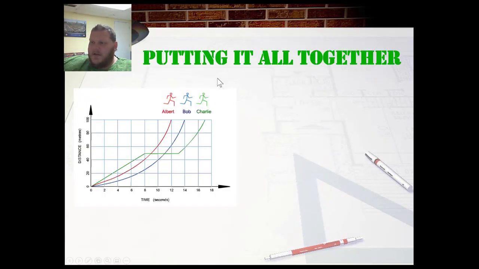So we can see here these 3 people, Albert, Bob, and Charlie. All 3 of them are moving. So this is my distance time graph. Putting this all together, they're all gaining distance. We're all moving towards the finish line from the start line, but we can see they're happening at different rates.